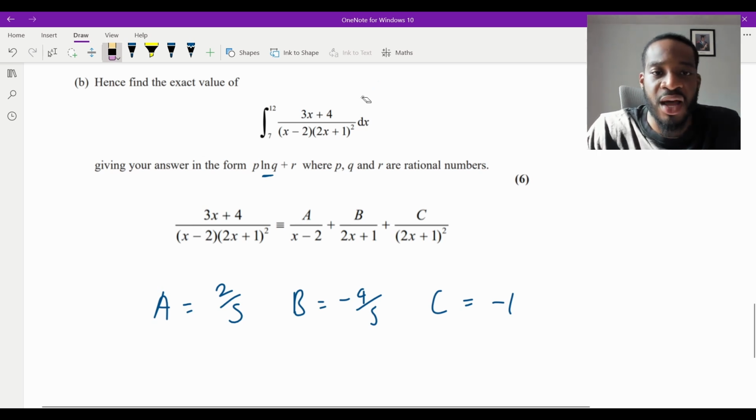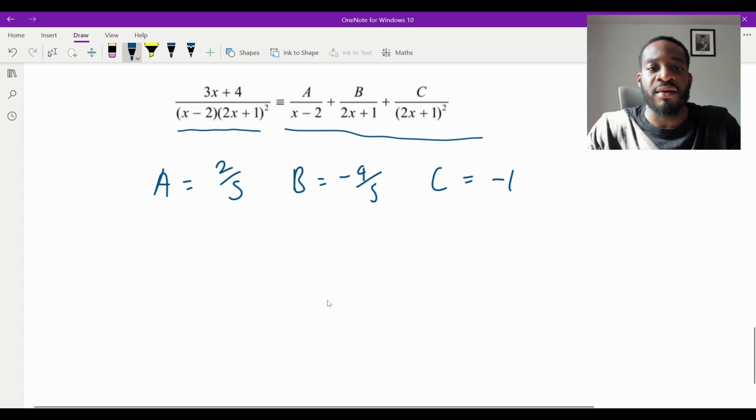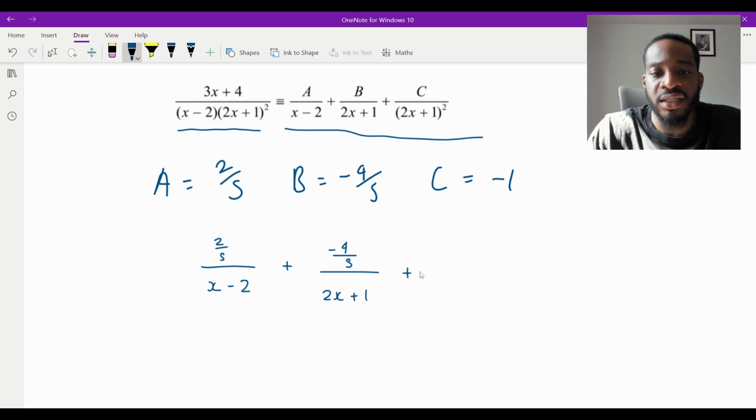So let's actually plug in a, b, and c, right? So we're integrating this, but that means we're going to integrate that. So we're going to use this instead. What I'm going to do is firstly put the values in. So if I write it like this, 2/5 over x minus 2, plus minus 4/5 over 2x plus 1, because that's what b is, and then plus c, which is minus 1 over 2x plus 1 all squared, right?